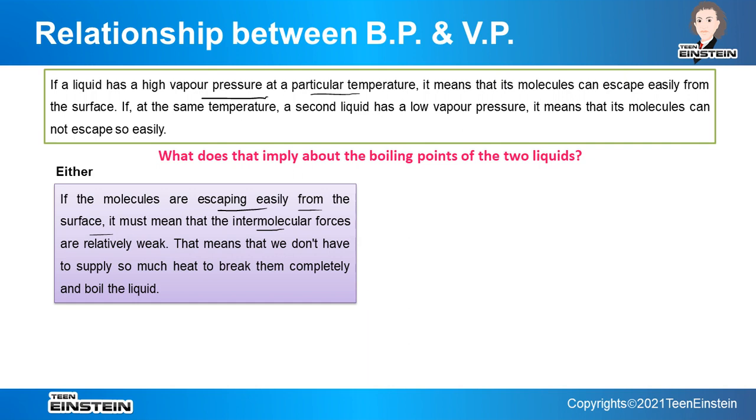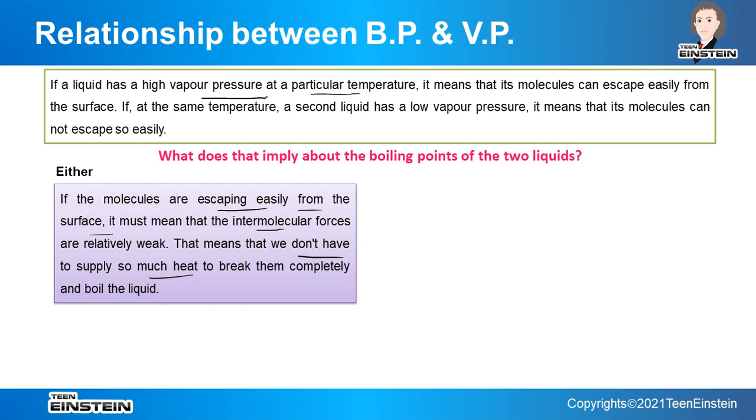So if intermolecular interactions are weak, then only can they easily move from the condensed phase, that is the liquid phase, to the vapor phase. That means we don't have to supply so much heat to break them completely and boil the liquid. They can easily escape to the vapor phase, so we don't have to give much energy in the form of heat. That means the boiling point will be low. So the higher the volatility, meaning they can easily escape, the lower the boiling point. This is one type of explanation you can give.